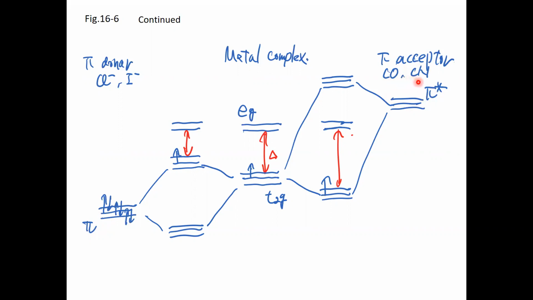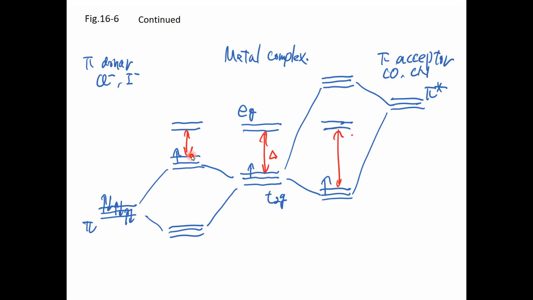So for example, carbon monoxide or CN are pi acceptors, and the halogen ion species are pi donors. So this is the metal complex, and this pi orbital is interacting with a T2g orbital, making bonding and anti-bonding and shifting T2g upwards. And with the pi donor, this gap is getting smaller, right?